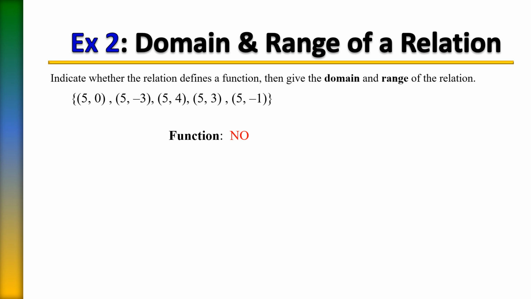Now let's find the domain of this relation. So recall the domain is your set of x values or your inputs, and in this particular case we only have one number as our input, and that number is 5. Now let's look at our output, our y values. As we can see in y's place, I have a 0, a -3, a 4, a 3, and a -1. And that is my range.